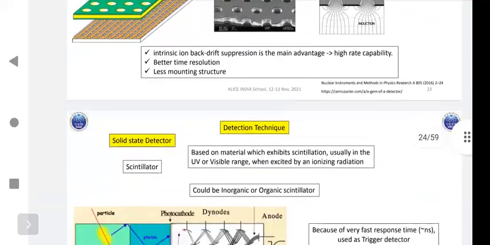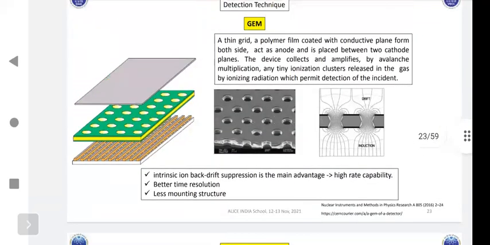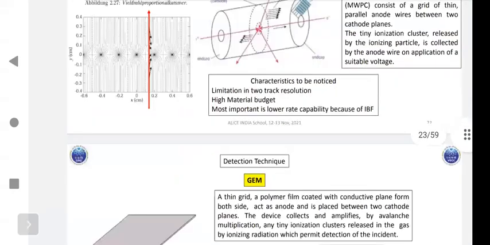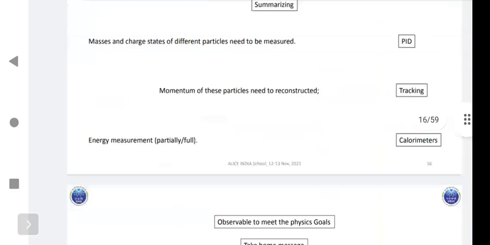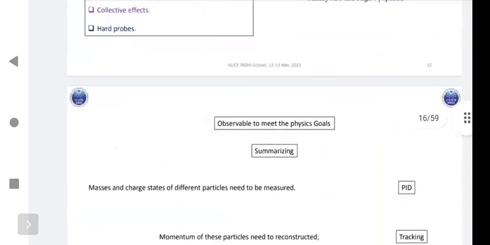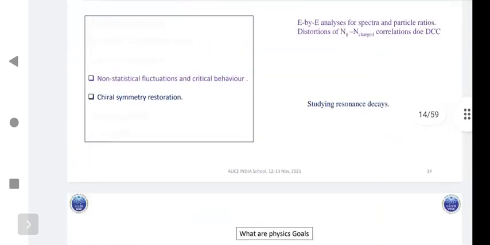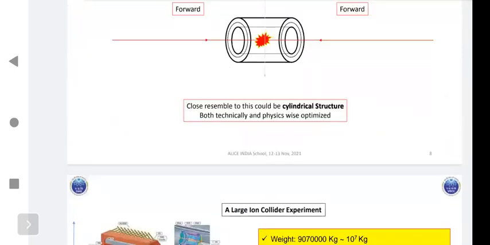Sir, yes. I am Hirok from Jadavpur. Can you go to slide number 8? Can you tell once more your name? I am Hirok from Jadavpur University. Acha, Hirok. Okay. Yes, Hirok.